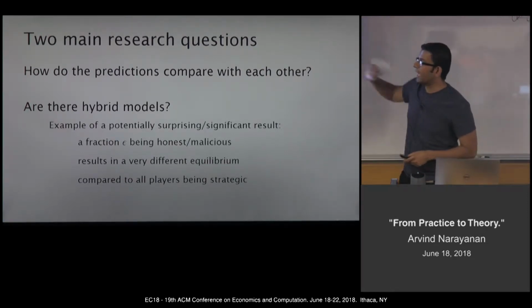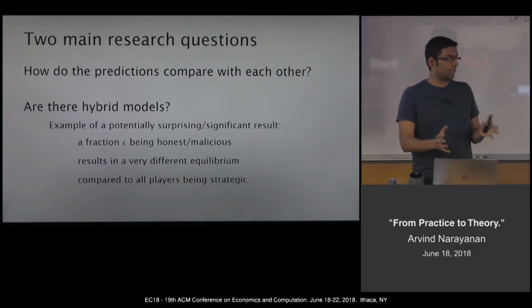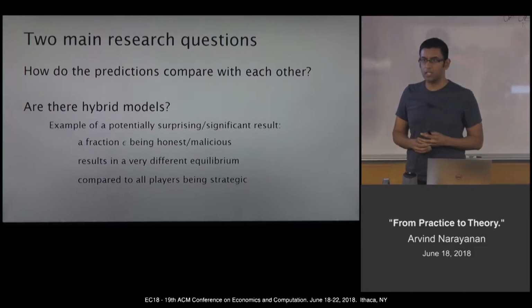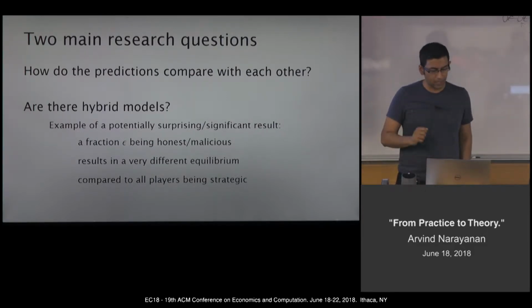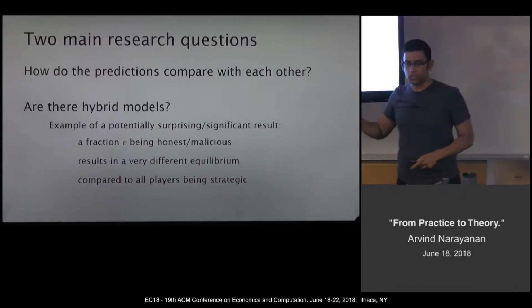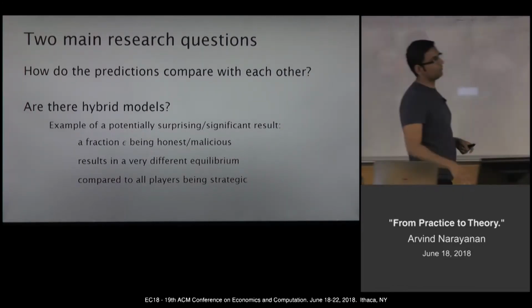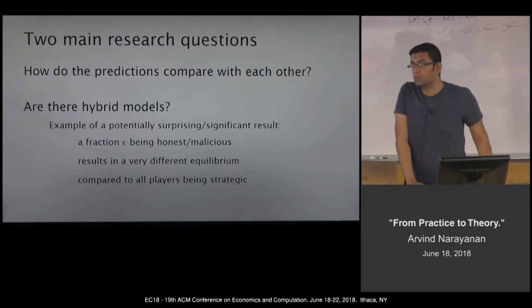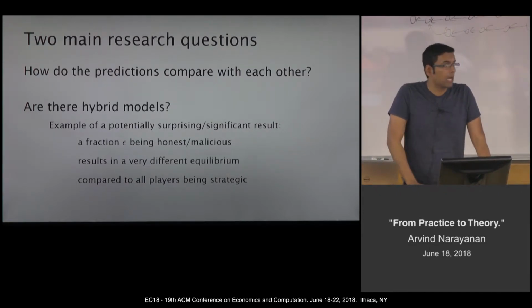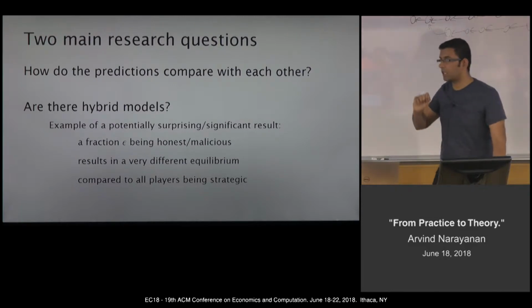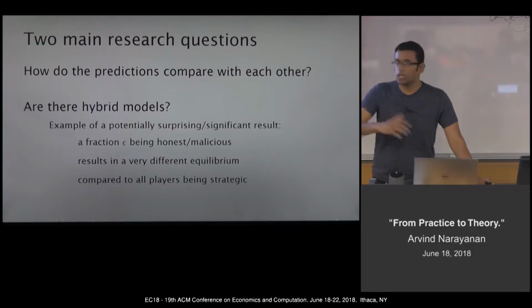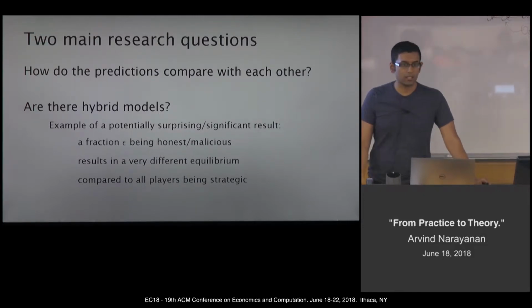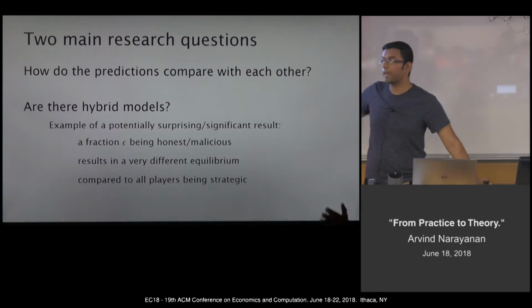Suppose we're able to say that compared to all players being strategic, that is the default AGT view, if you add in an epsilon fraction, an arbitrarily small fraction of players who are either honest or malicious or both, then that situation results in a very different equilibrium. If we can prove something like that, I would find that very exciting because it suggests that even an arbitrarily small number of players not being strategic could dramatically alter the consensus guarantees of a cryptocurrency. And this is the kind of possibility that I think we should seriously explore.